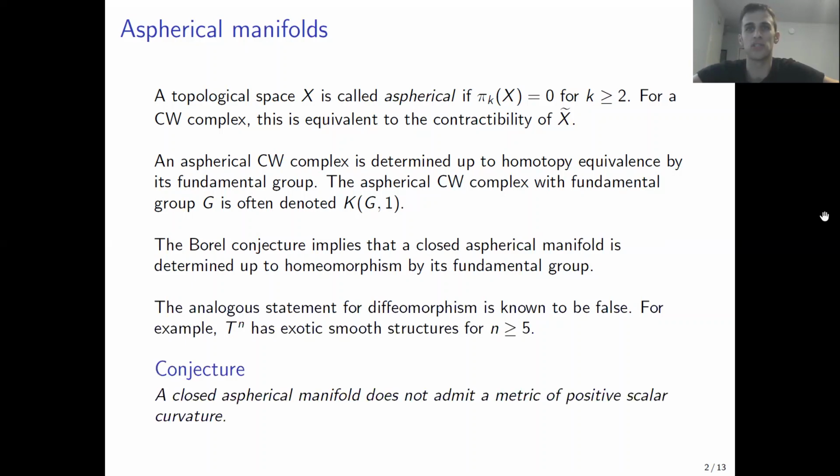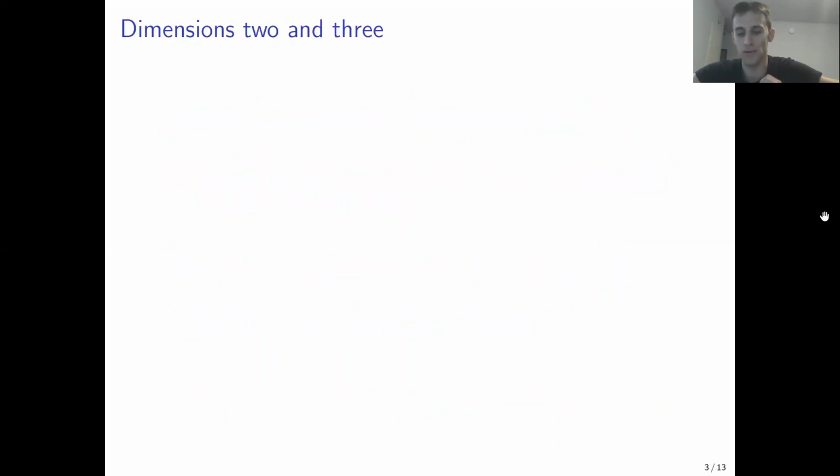So the conjecture, not mine, this is an old conjecture, is that if you have a closed aspherical manifold, then it does not admit a metric of positive scalar curvature. So in order to see whether this is a reasonable conjecture, I want to consider it in low dimensions, namely dimensions 2 and 3.